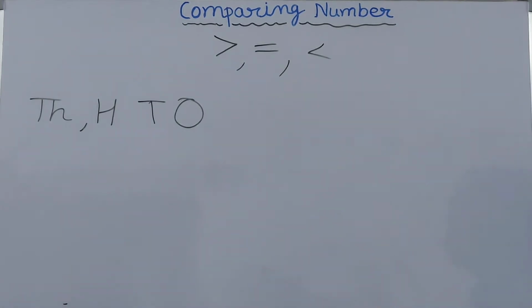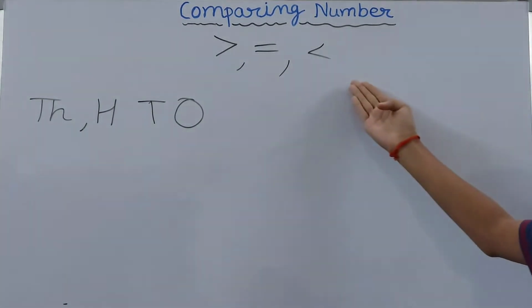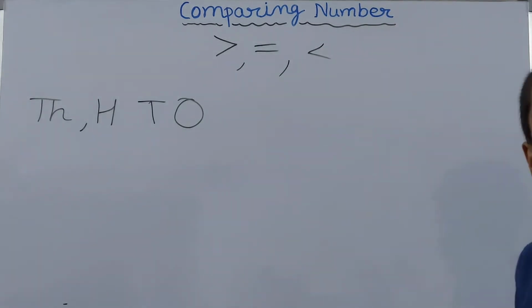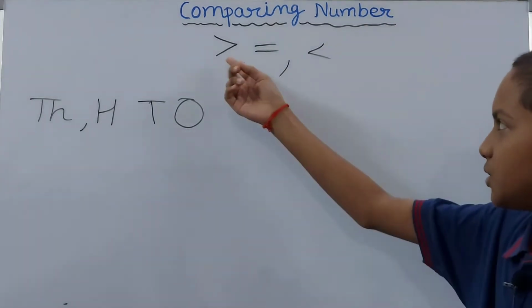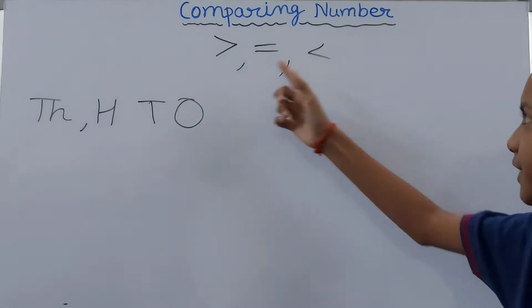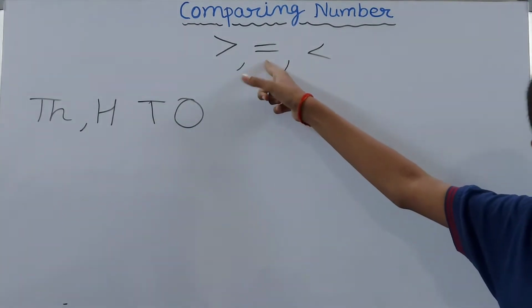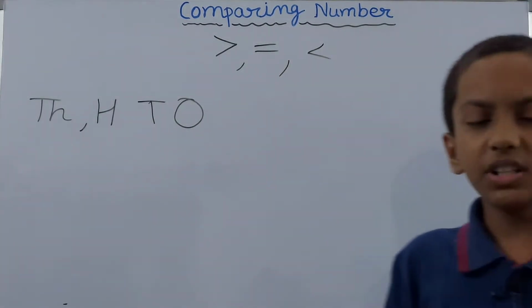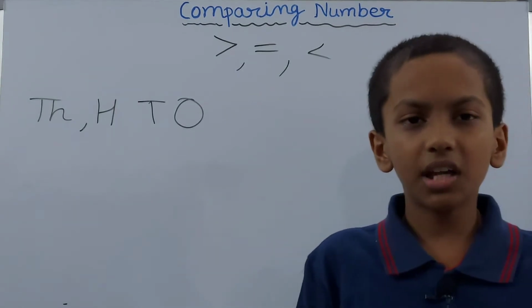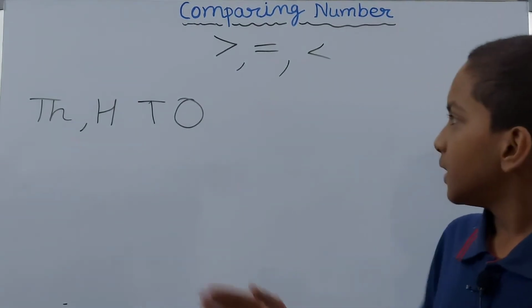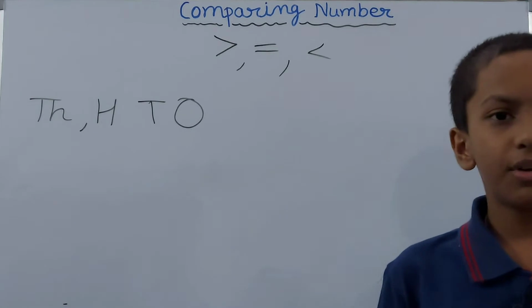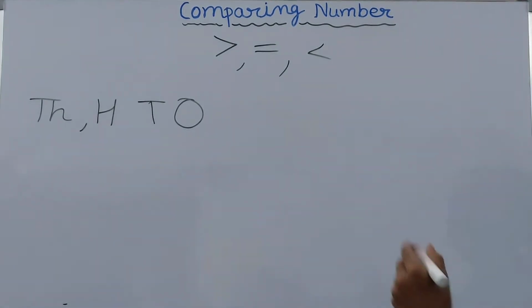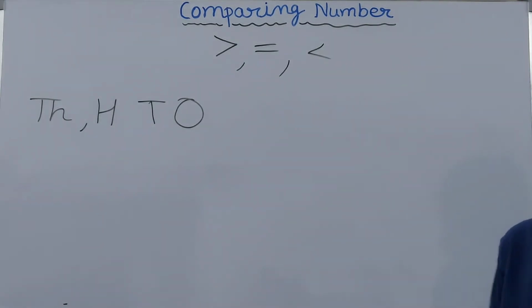In comparing numbers we use these three symbols: greater than, less than and equal to. These two symbols are greater than and less than, and this is the equal to symbol. Today we are going to see how we can compare two numbers till the thousands place. Let's see with some examples. First we need to understand what these three symbols mean.